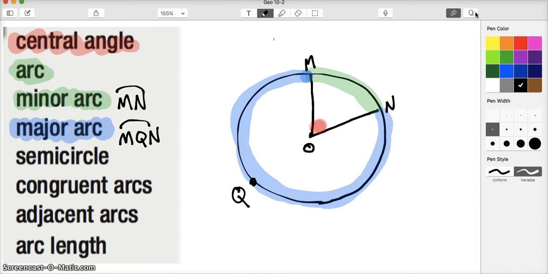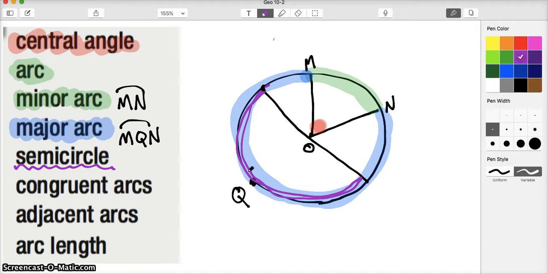So a semicircle, we know what a semicircle is. A semicircle would be the arc that is associated with, let me do it this way, the arc that's associated with a diameter, right? So that's a semicircle. A semicircle is half of a circle, and it is a type of arc too.